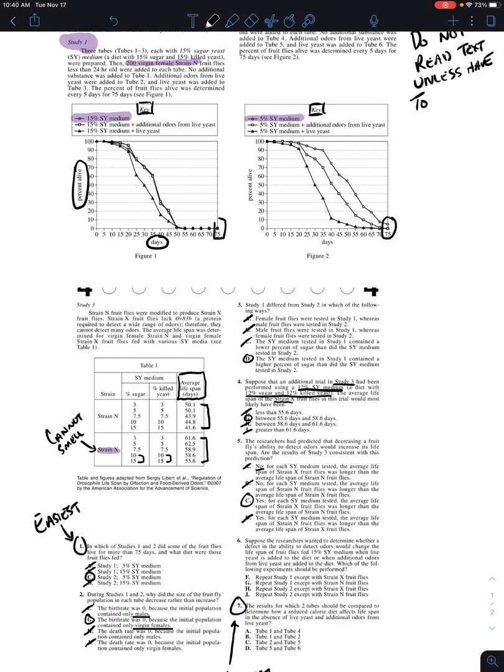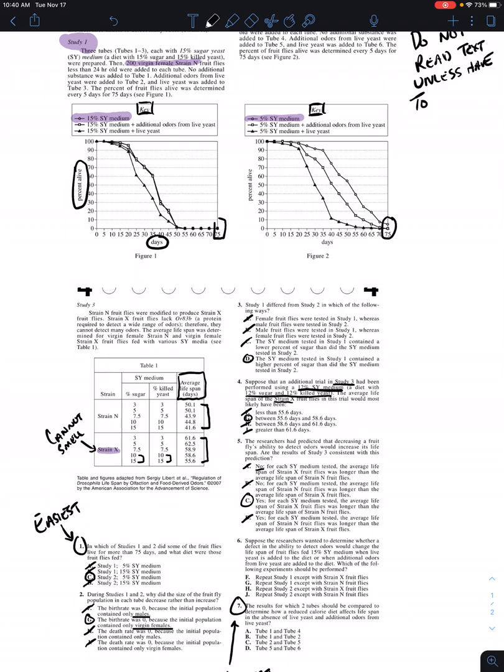We have a study 1 and study 2 option. We have a strain X and a strain N option. We're not going to try to tackle those all at one time. It's going to be confusing. So let's address the study 1 or study 2 part first, just because that comes up in our answer choices first. So is this study 1 or study 2?